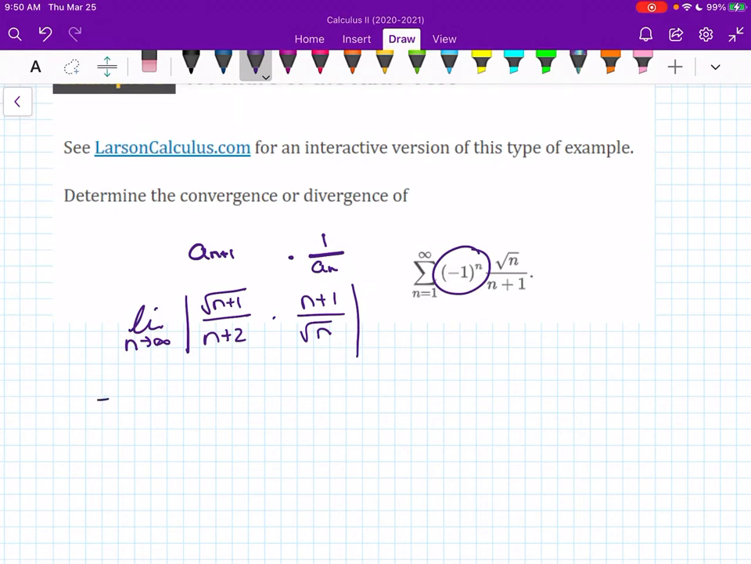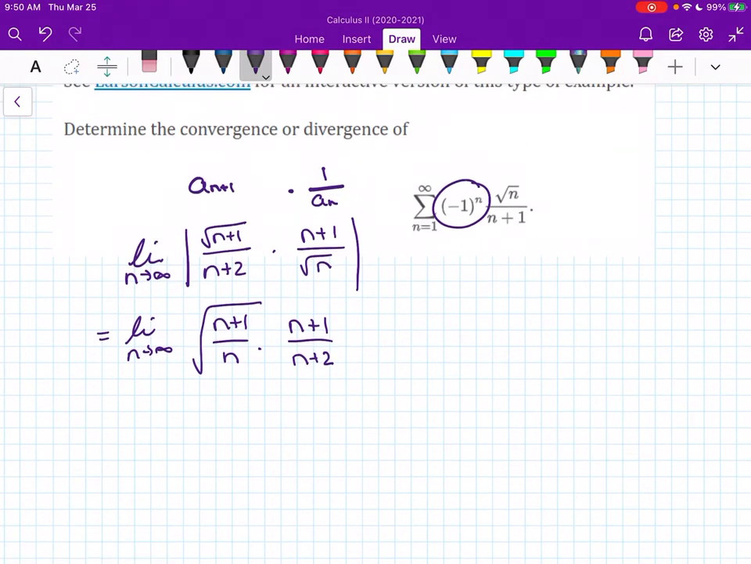So then if I go ahead and combine my roots together, I get the square root of n plus 1 over n, and then times n plus 1 over n plus 2, which if I look at both of those have a limit of 1, so I get 1 over 1, or 1 times 1, and so I can see that the ratio test is inconclusive.